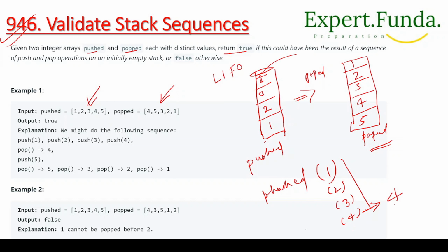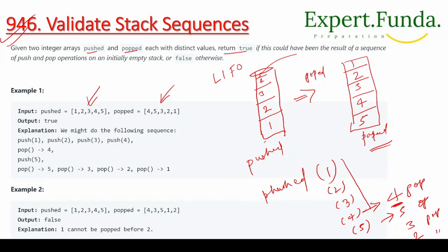For the pop array, 4 will be the first element. Now we push a new element, 5, and after performing the push, we pop. So the second popped element will be 5, and as you can see, we also have 5 in the pop array. Similarly, we are not going to push anything else, so we do pop and we get 4 5 3 2 and 1.